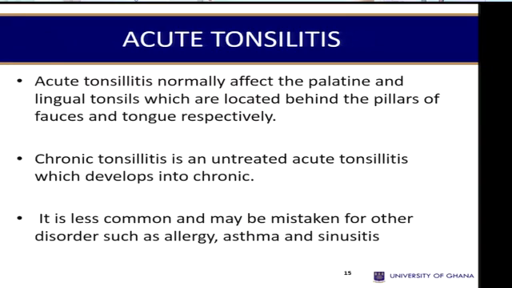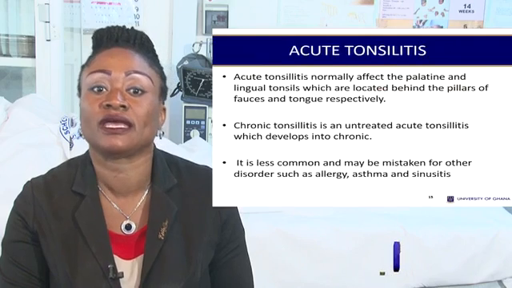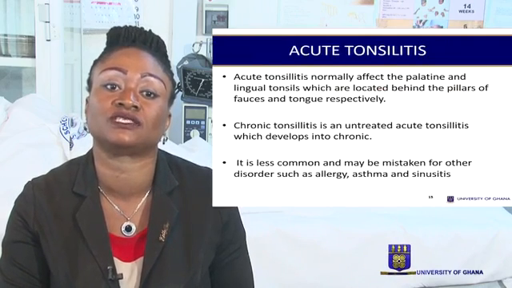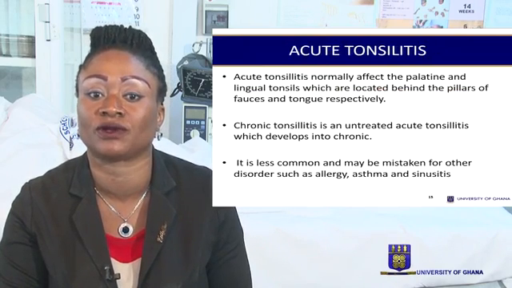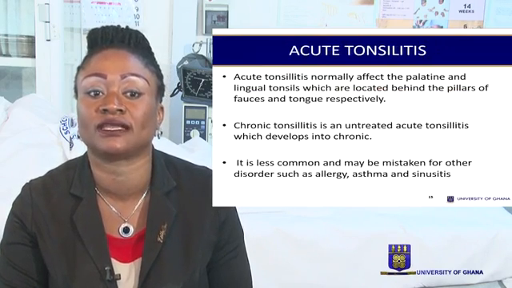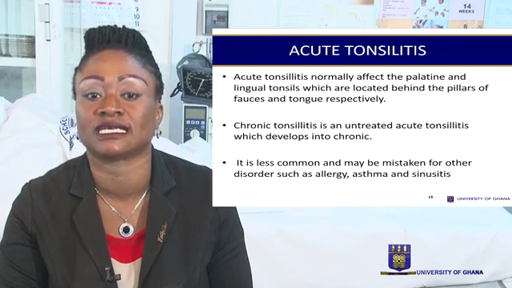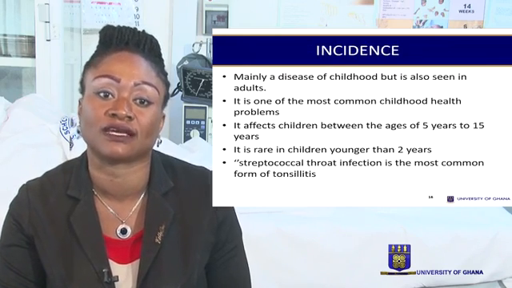Acute tonsillitis normally affects the palatine and lingual tonsils, while the chronic one is an untreated acute tonsillitis which develops into chronic. It is less common, that is the chronic one, and may be mistaken for disorders such as allergy, asthma, and sinusitis.